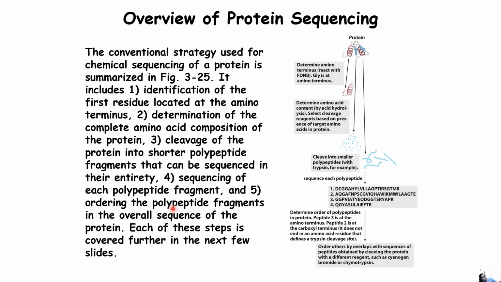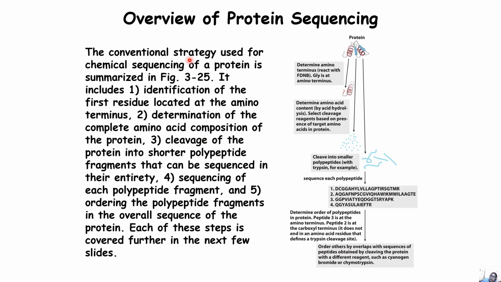So what is the overview of protein sequencing? The conventional strategy used for chemical sequencing of protein is summarized in this image. It includes, first, identification of the first residue located at the amino terminus; second, determination of the complete amino acid composition of the protein; third, cleavage of the protein into shorter polypeptide fragments that can be sequenced in their entirety; fourth, sequencing of each polypeptide fragment; and fifth, ordering the polypeptide fragments in the overall sequence of the protein. Each of these steps is covered further in the coming slides.